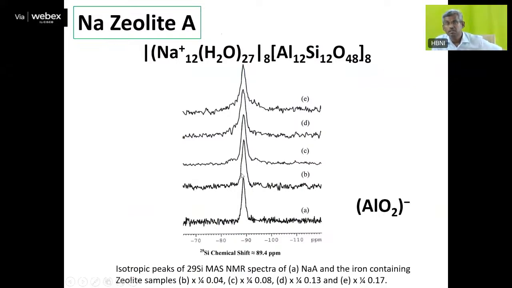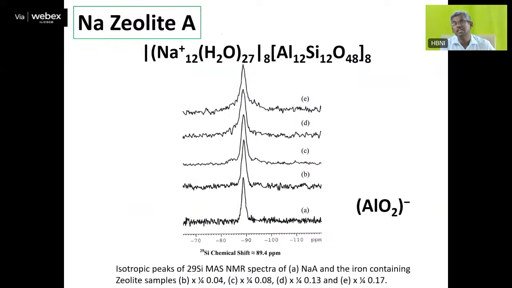In the typical NMR spectrum, you see here the silicon NMR spectrum of sodium A zeolite. This is the sodium A zeolite. The reason we have added a different ion is that silicon relaxation times are quite slow, so people many times add paramagnetic impurities in silicates. The moment you add paramagnetic impurities, a relaxation takes place, and we can record the signal.